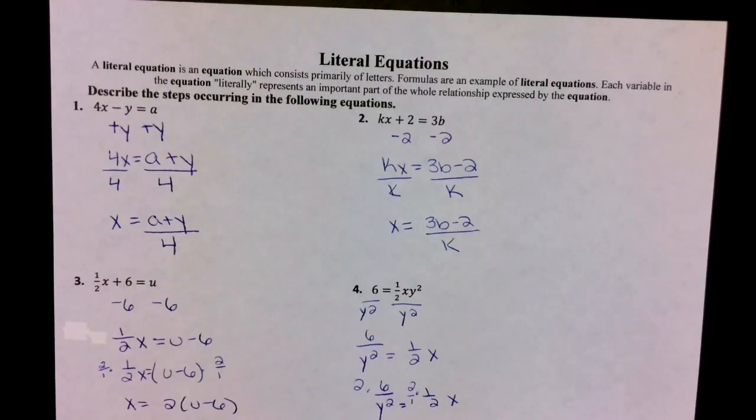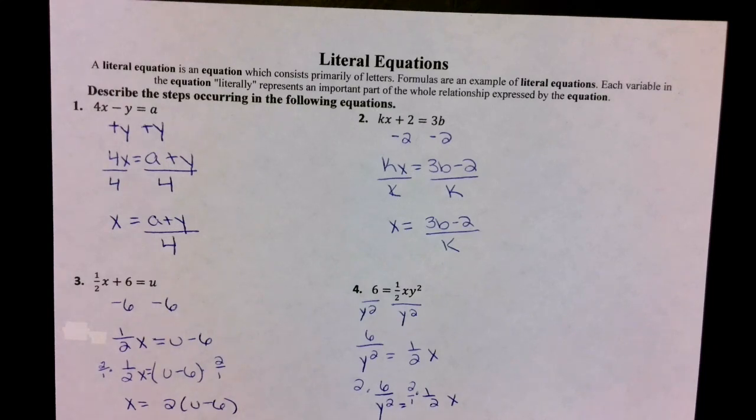This is the second part to your video, Introduction to Writing and Solving Linear Equations in One Variable. In this second part, we're going to learn about literal equations. A literal equation is an equation which consists of primary letters. So formulas are an example of literal equations. Each variable in the equation literally represents an important part of the whole relationship expressed by the equation.